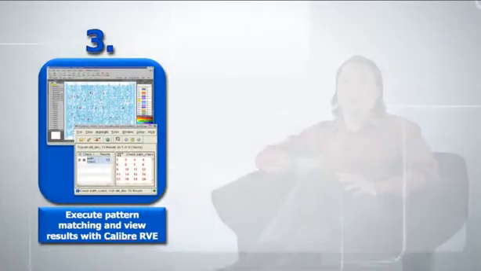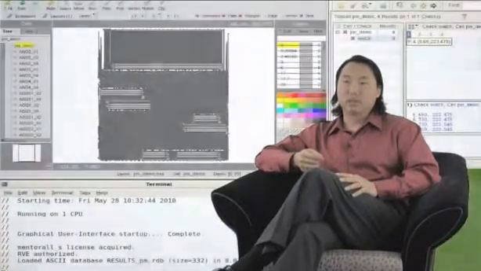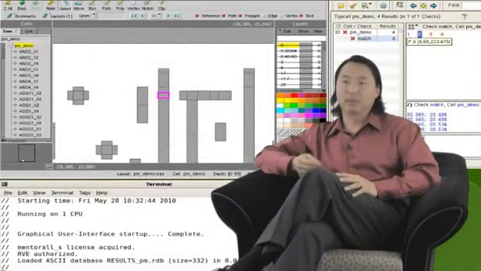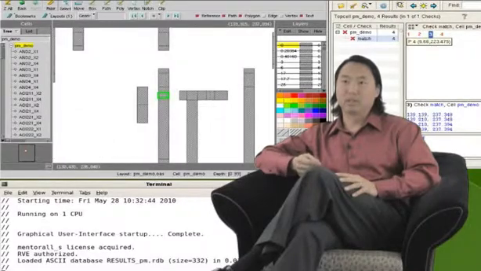For those who are already familiar with the Calibre environment, the integration and using of the new Calibre pattern matching product will be seemingly effortless.